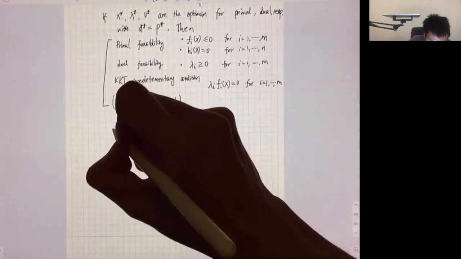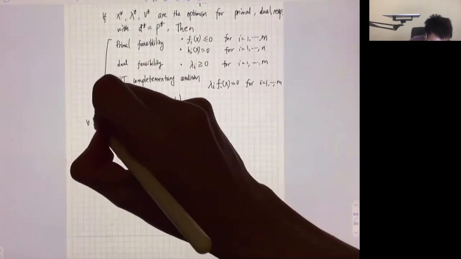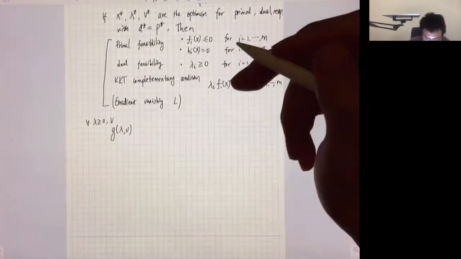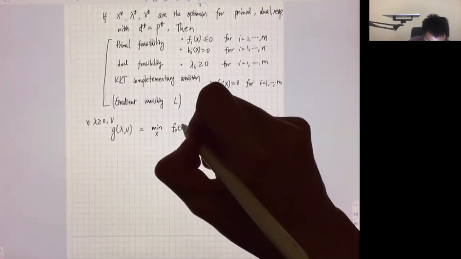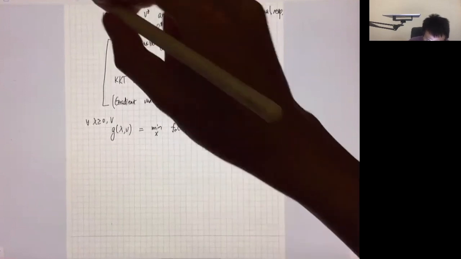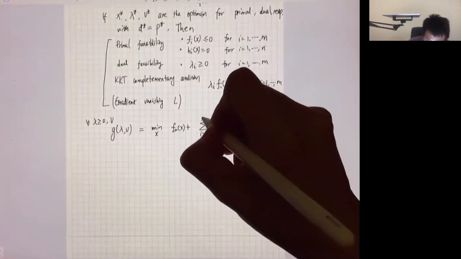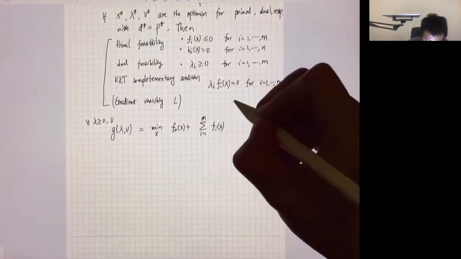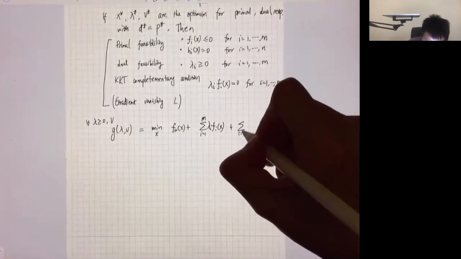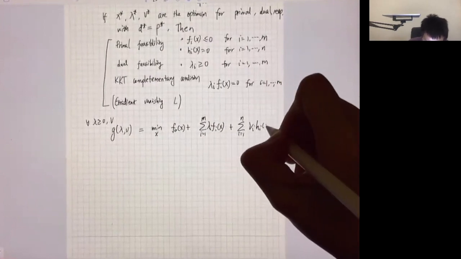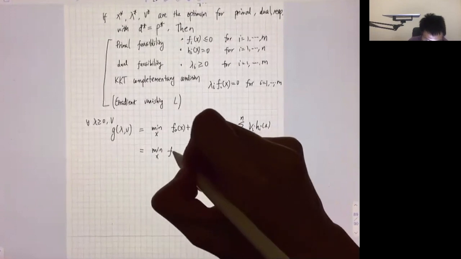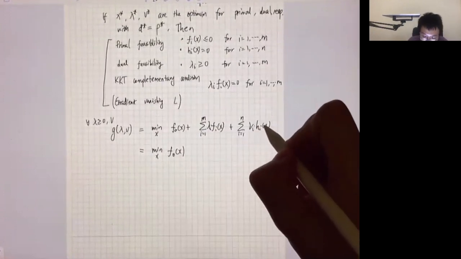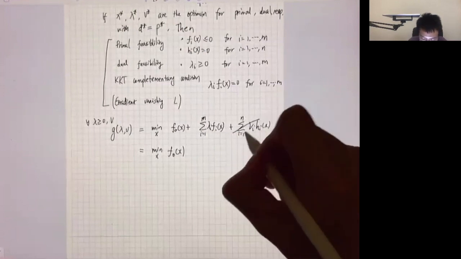This is because we consider the Lagrange dual function g(lambda, nu), for any lambda greater than or equal to 0 and nu, which is a real vector, is the minimum over x of f naught of x plus the summation from i from 1 to m of lambda i times fi of x plus nu i times hi of x. And I know that it must be the same as my primal optimum. Here I know the primal equality constraint must be 0. The equality constraint must be satisfied, so I can just ignore this term.